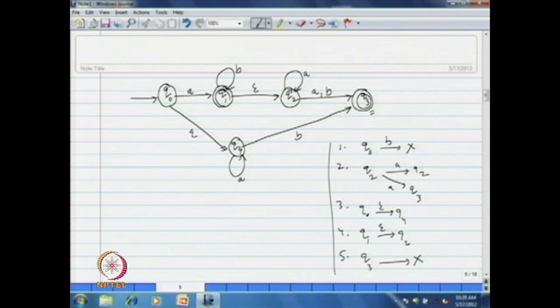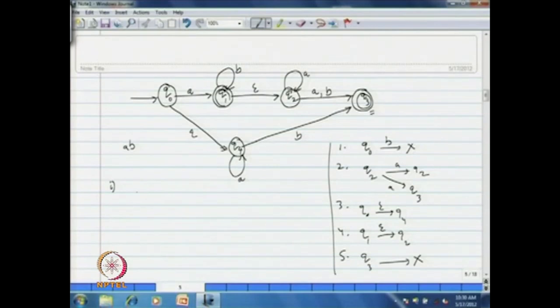Now, just consider the string AB and let us process the string AB at state Q0 and see what the execution trace is in this case. We will see that when we process the string AB at state Q0, from Q0 taking A, it may go to state Q1, and at Q1 taking B, it may remain in the same state Q1. So, this is one possible execution trace.